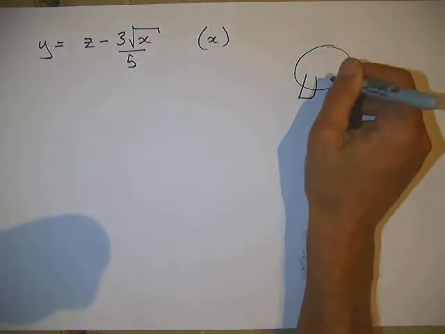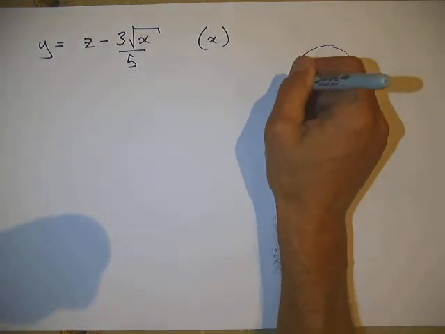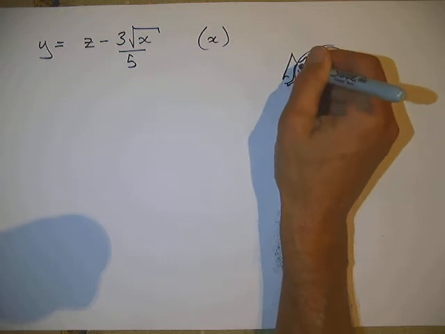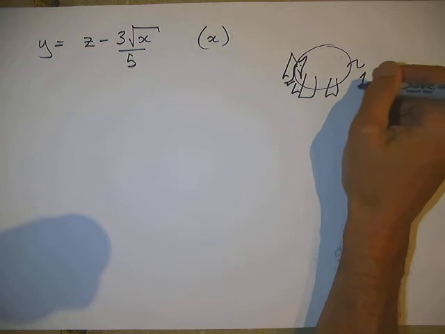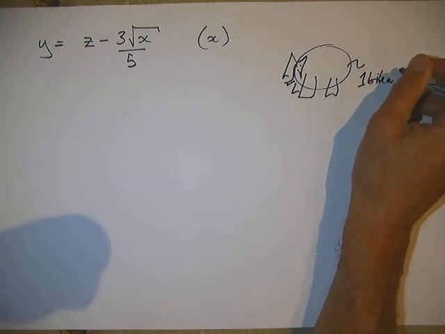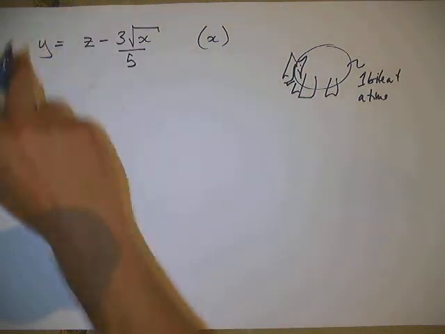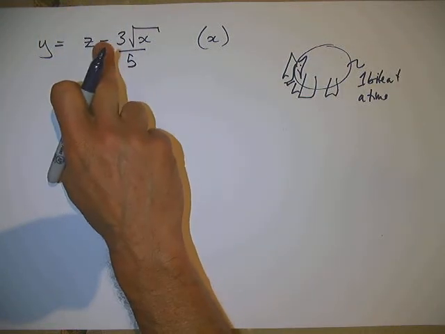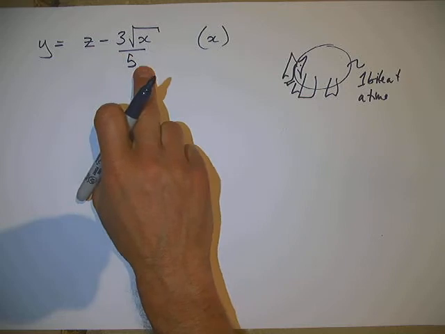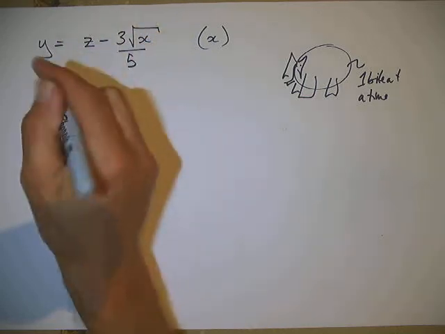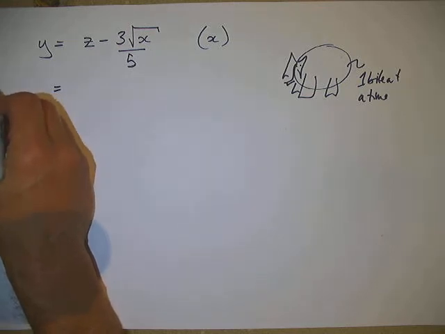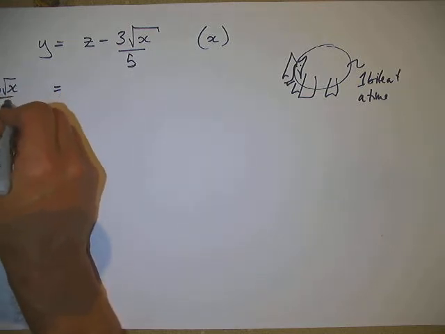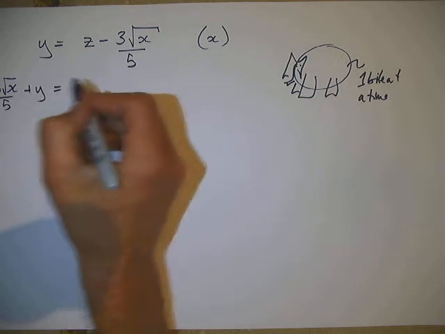If you're going to eat an elephant, do it one bite at a time, okay? One bite at a time. So, how could I make x subject? I don't like the minus sign there. That annoys me a little bit. I'm going to put that term onto this side. So I'm going to call it 3 root x over 5 plus y is z.